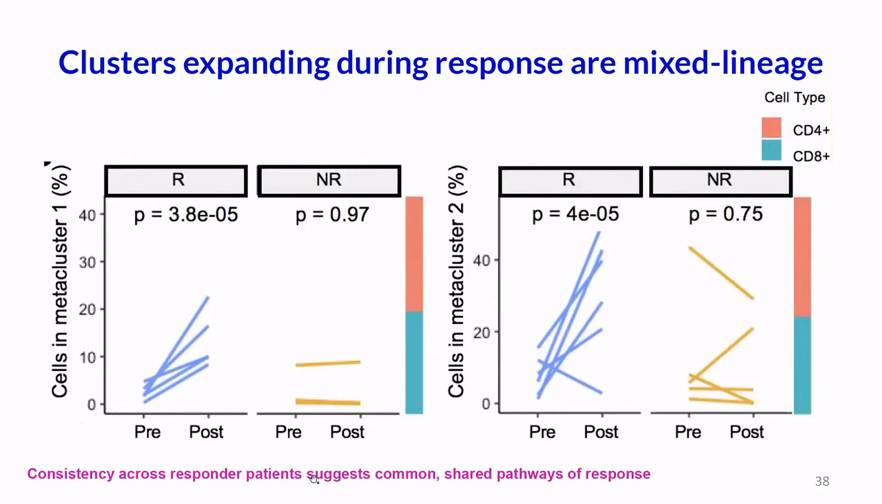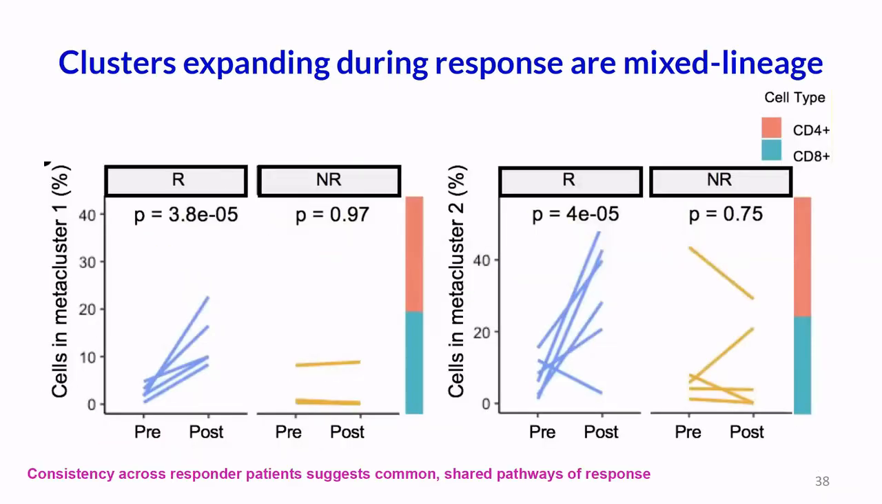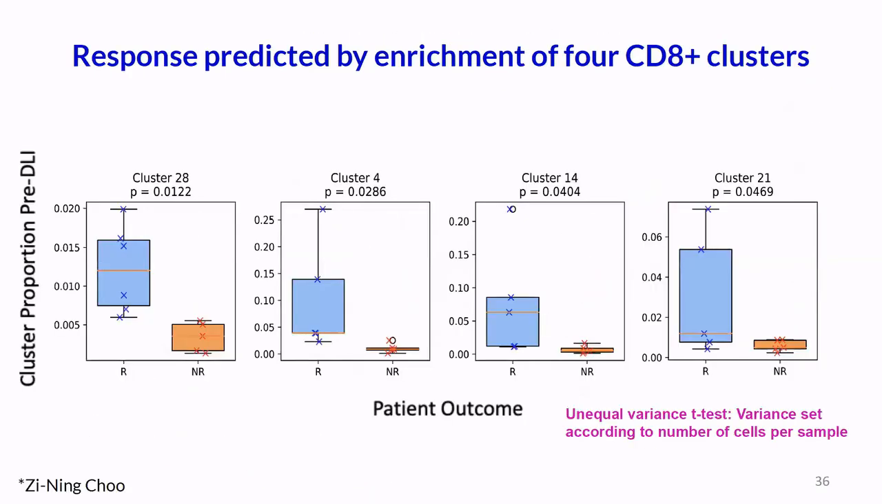And another interesting observation was that these sets of clusters actually are mixed lineage. They're a combination of CD4 and CD8 T cells, unlike the baseline predictive T cell clusters, which were only CD8 positive. Now, in both the expanding T cells and the baseline enriched T cells, we saw a lot of hits for enriched T cell exhaustion.